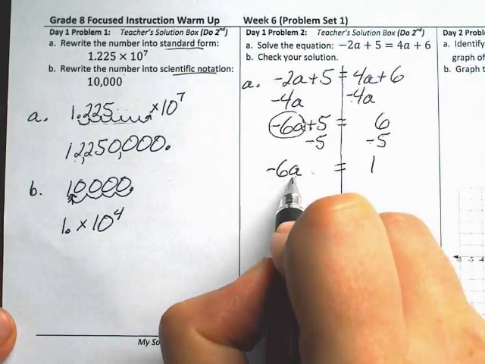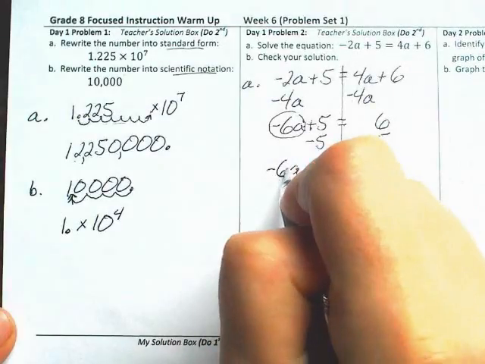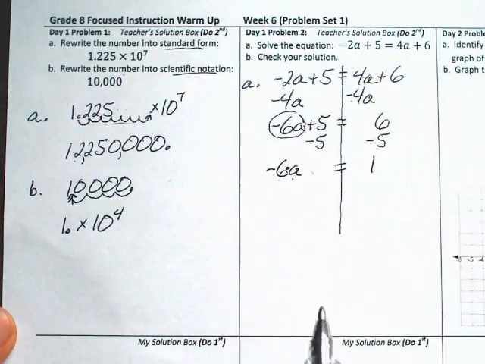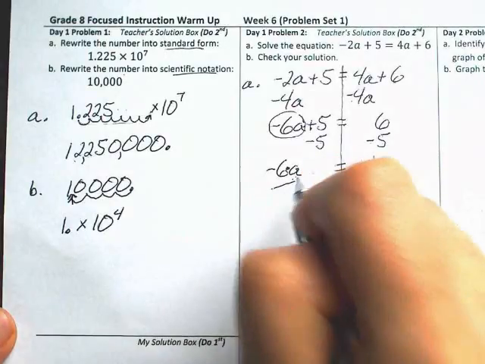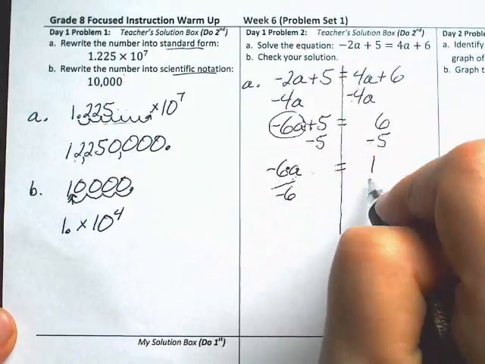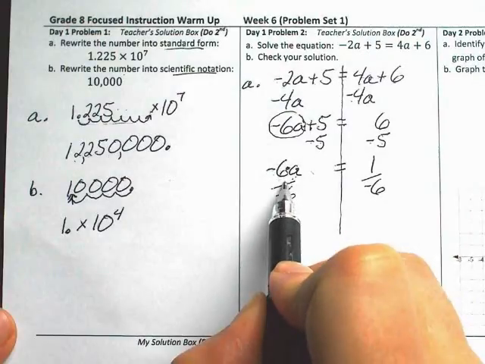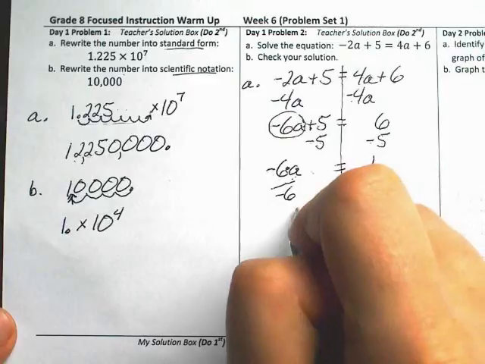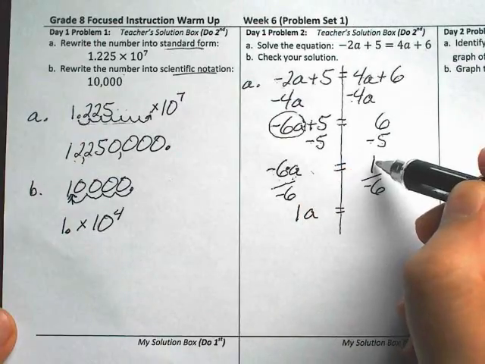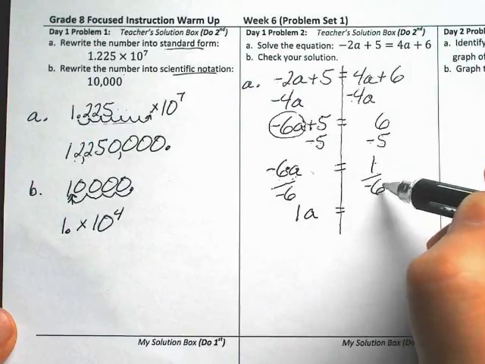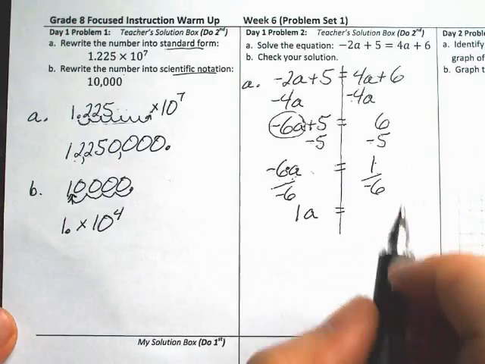Here's the letter a. We want to remove the number that's next to the letter a. Right now this is negative 6 times a, and we can remove multiplication using division. So underneath, divide by negative 6. And over here, divide by negative 6. Negative 6 divided by negative 6 makes 1. So this is 1a equals, and over here, 1 divided by negative 6 makes a fraction, which is the fastest way to write the answer.